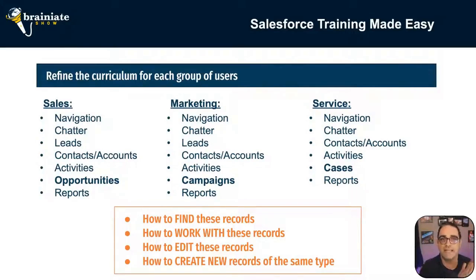Now, this is what a typical curriculum might look like. If you have users in sales, as represented on the left-hand side, in the middle you have marketing, and on the right-hand side you have service. For folks in sales, typically when it comes to features, they need to know navigation, they need to know how to use Chatter. If you're using Chatter, they need to know how to use leads. If you're using leads, they need to know how to work with contacts and accounts, with activities, with opportunities, and with reports. And for each of these things, they need to know how to find each of these records, how to work with each of these records, how to edit these records, and how to create new records of the same type.